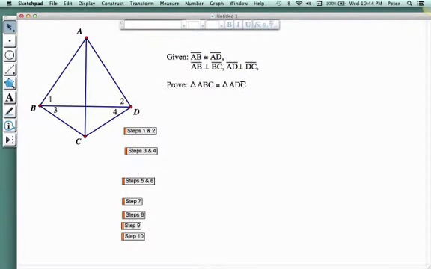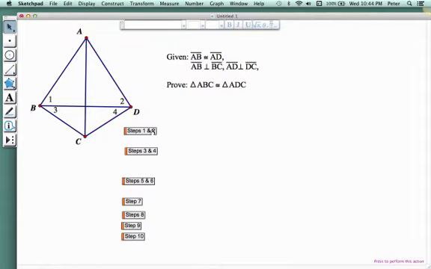Okay, suppose we were given two triangles that were right next to each other. Triangle ABC and ADC. And our givens were that AB is congruent to AD, and that AB was perpendicular to BC, and that AD is perpendicular to DC. Could we prove that the triangles were congruent? Well, let's go through it.